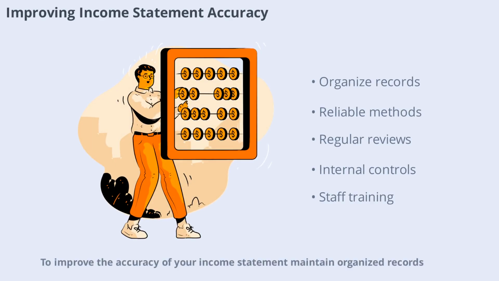To improve the accuracy of your income statement, maintain organized records, use reliable accounting methods, and review your work regularly. Implement internal controls to prevent errors and fraud. Training staff and using accounting software can also enhance accuracy. Accurate statements support better decision-making and business growth.